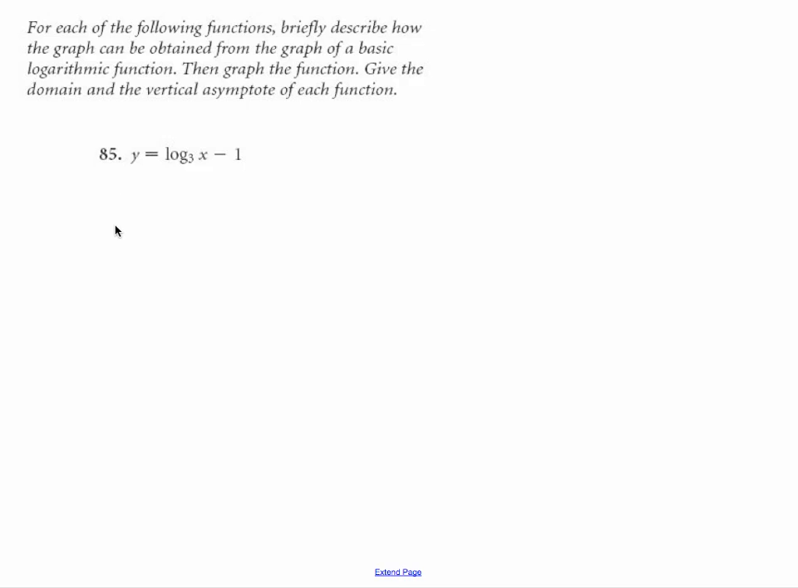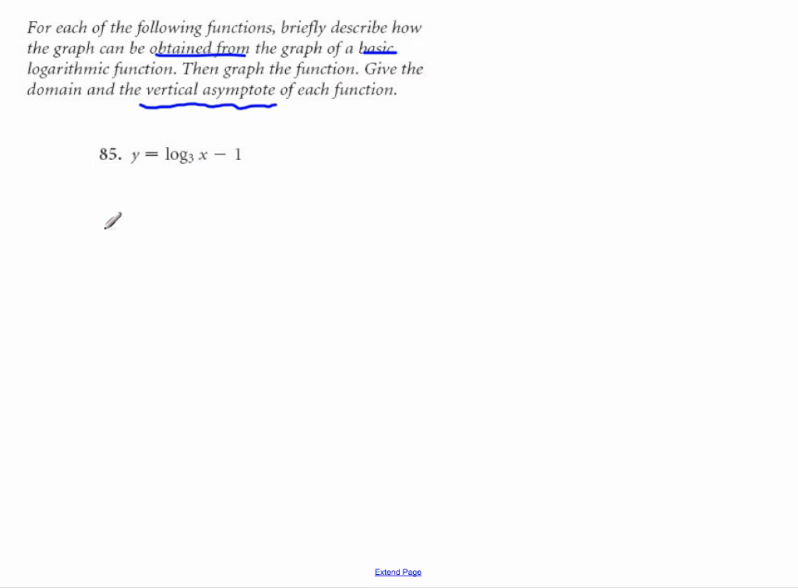Okay, here's an answer to a couple of questions that some people have had. First one refers to graphing, and it says, describe how the graph can be obtained from the basic logarithmic function graph, and then graph it. Give the domain and vertical asymptote of each function. We didn't really talk a whole lot about vertical asymptote, but I can talk a little bit about that.